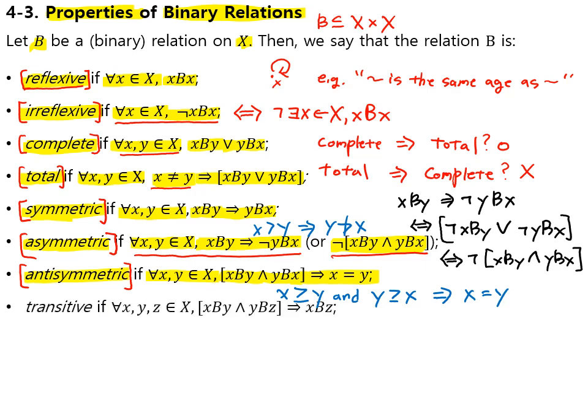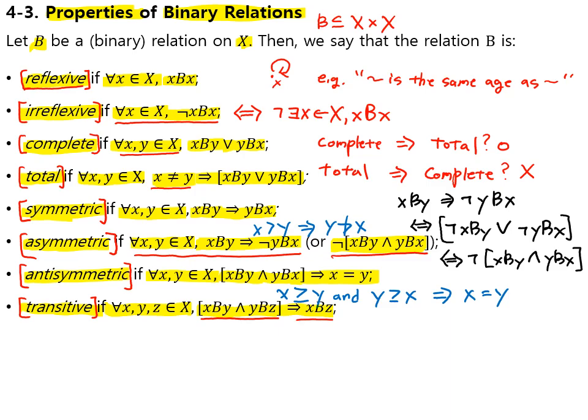All right, so the next property is called transitivity. And this basically says, for every three elements x, y, and z, if x is related to y and y is related to z, then this implies that x is related to z. So this is transitivity.